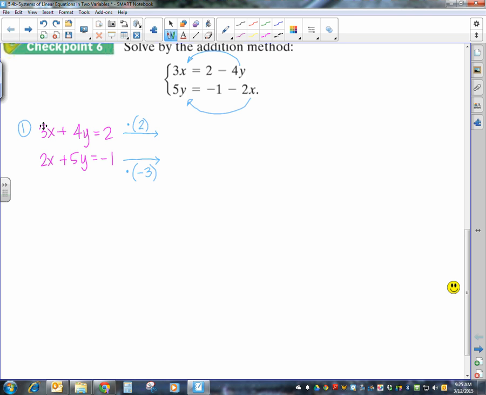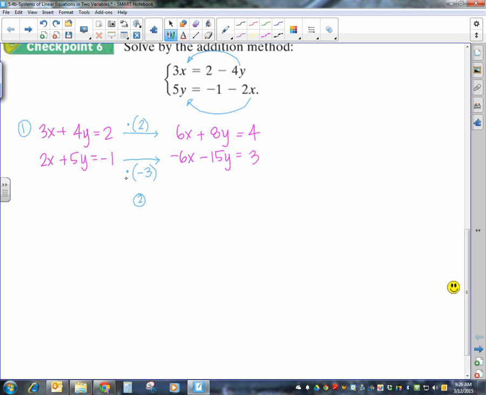So multiplying each thing by 2. 3 times 2 is 6x. 4 times 2 is 8y. And 2 times 2 is 4. 2 times -3 is -6x. 5 times -3 is minus 15y. And -1 times -3 is 3. So I have multiplied each of those equations. So this right here was step 2.